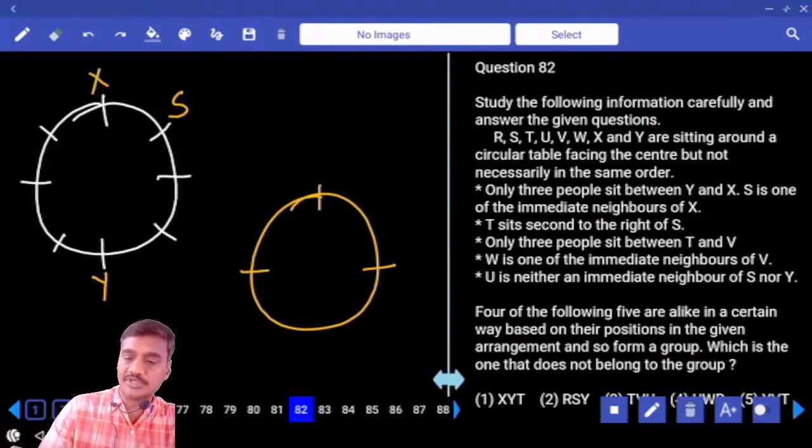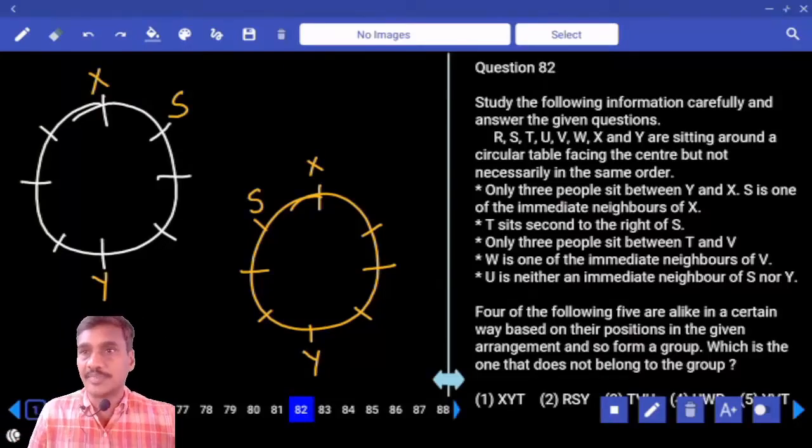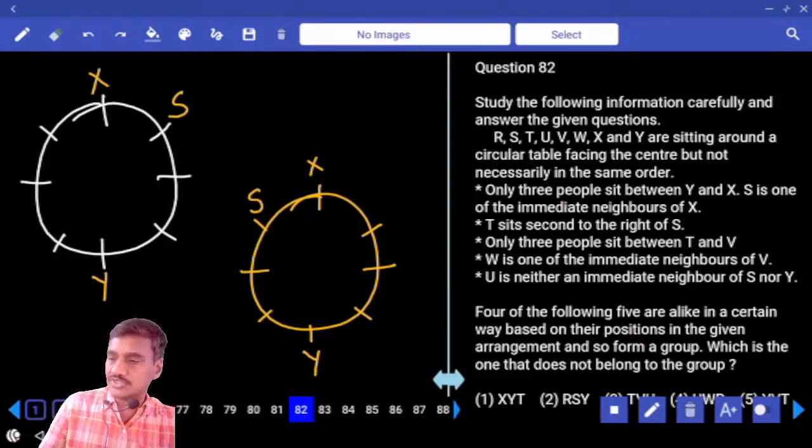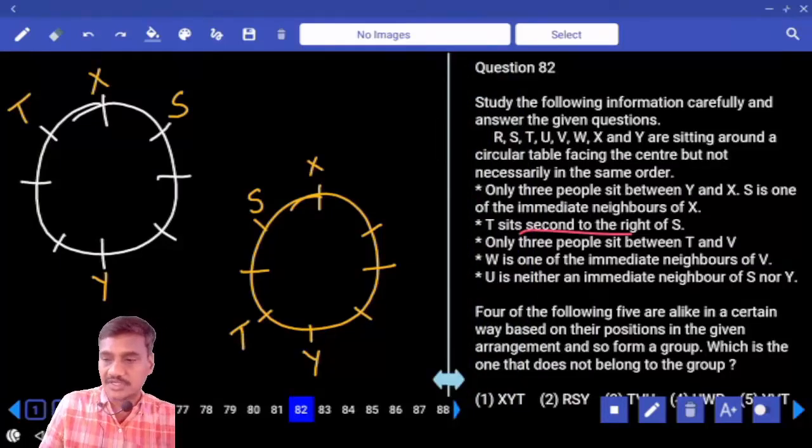Now in the second possibility, in between Y and X there must be exactly 3 people, and S is an immediate neighbor of X. S is here, on the left hand side or right hand side of X. And T is seated second to the right of S. Here T is seated second to the right of S.